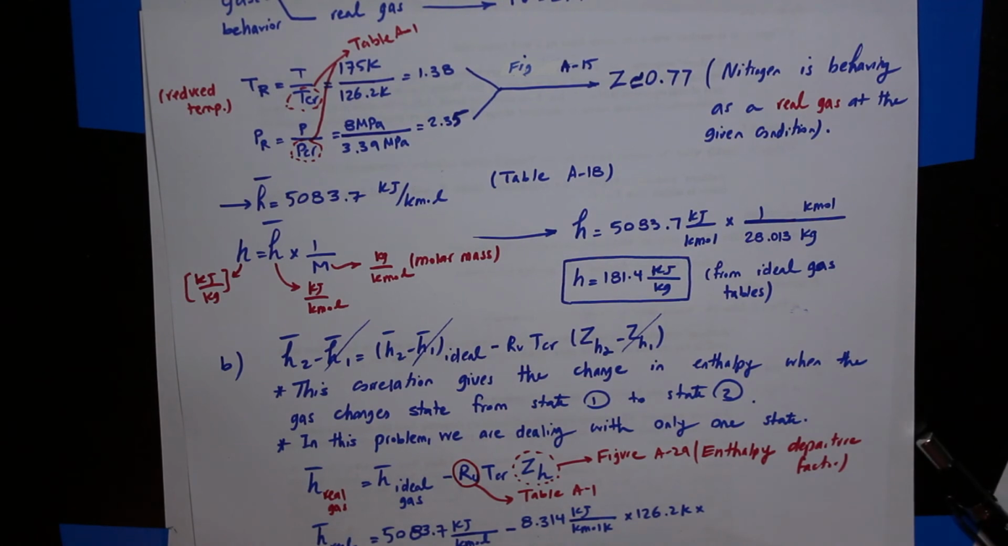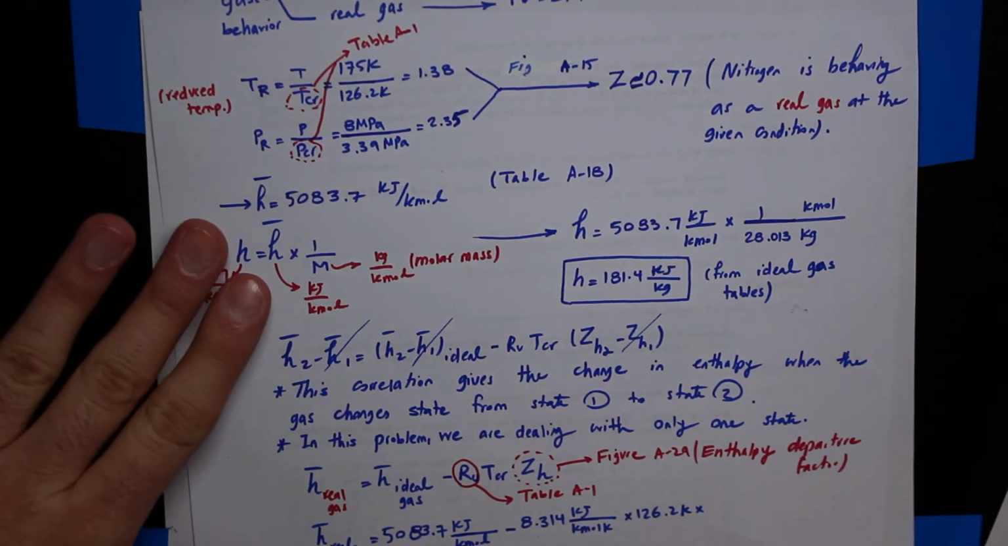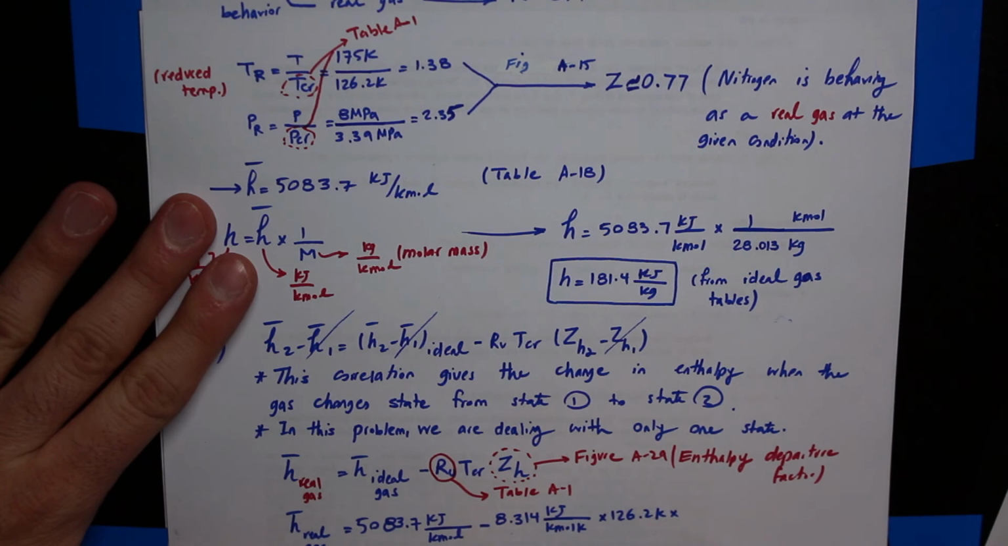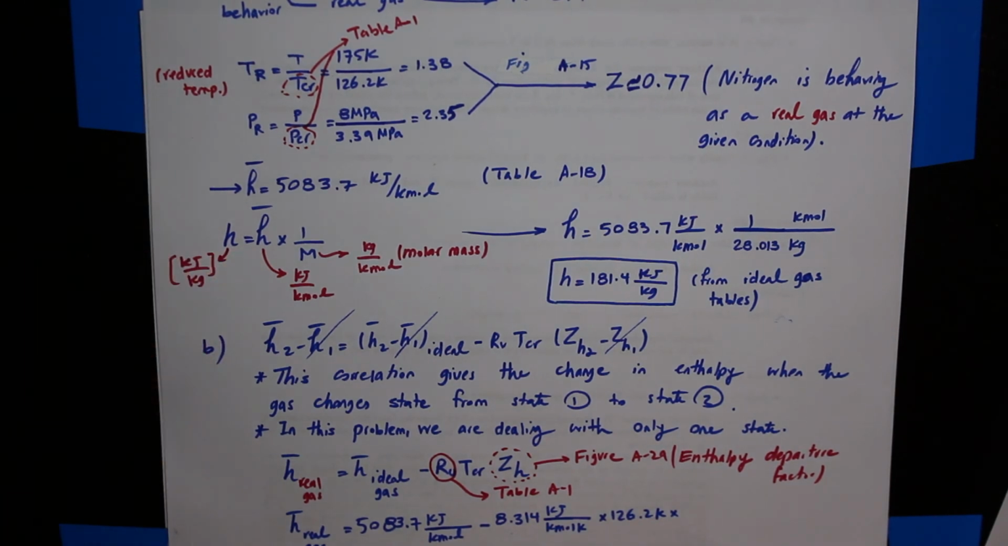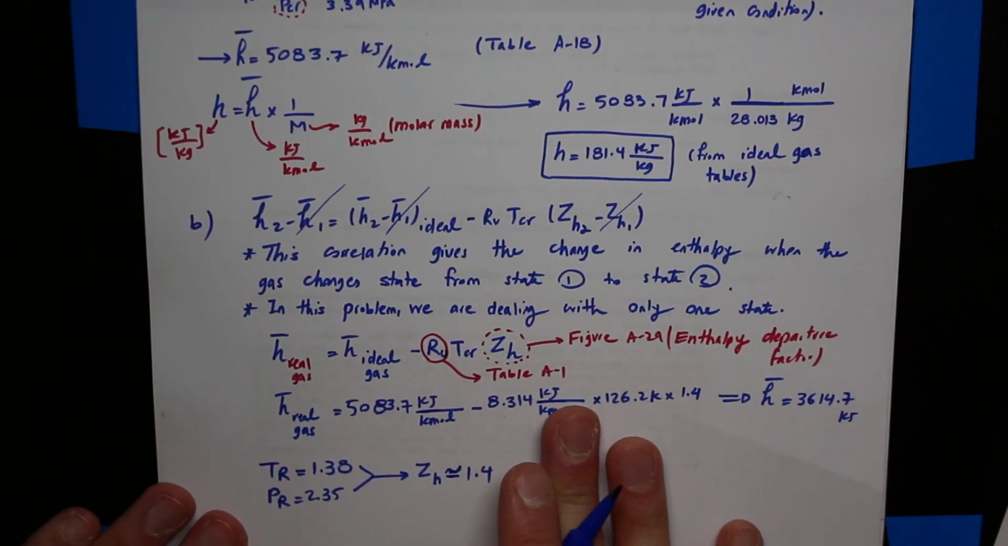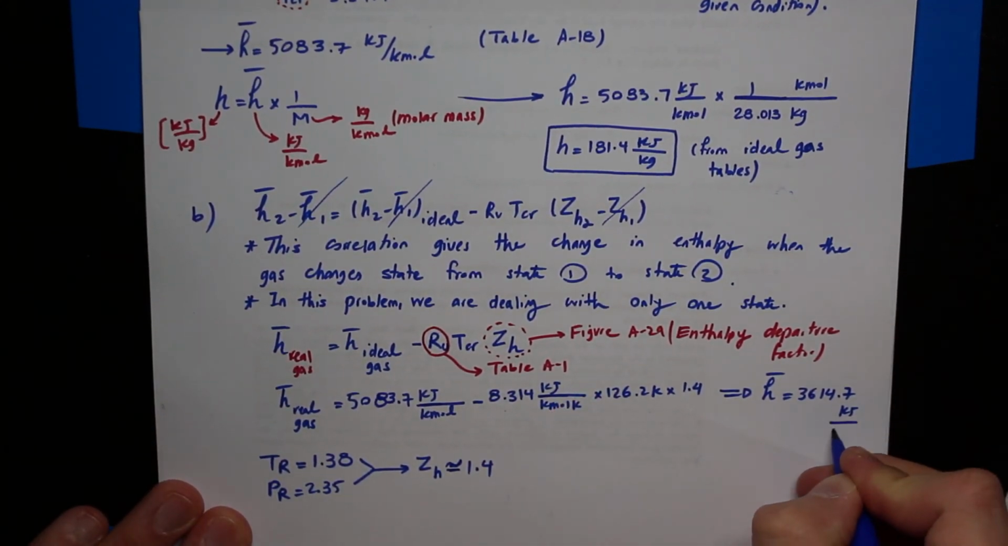So for ZH, it is roughly equal to 1.4. And once again, this is a dimensionless number. So if I put it here 1.4 without any units, that gives me h bar being equal to 3614.7 kilojoule. I'm sorry, you cannot see this. Kilojoule per kilomole.